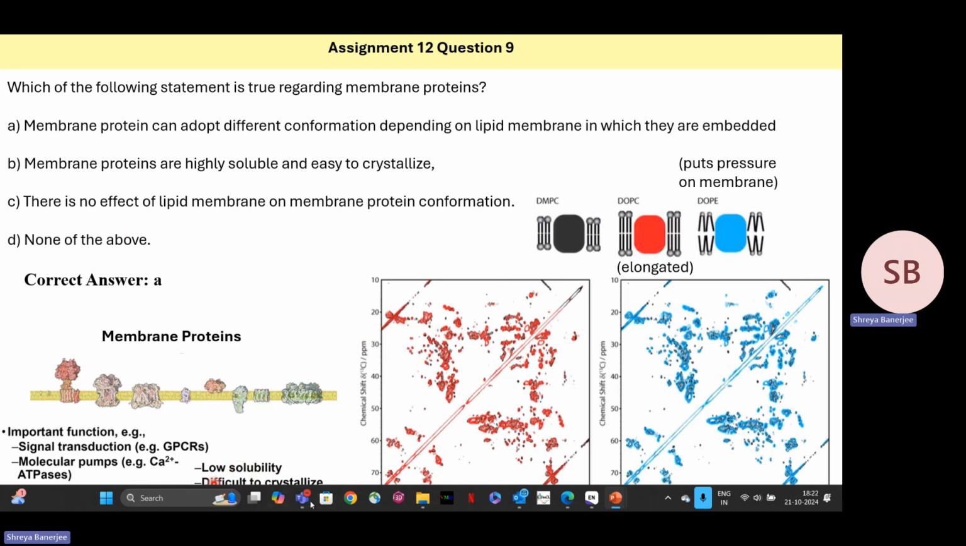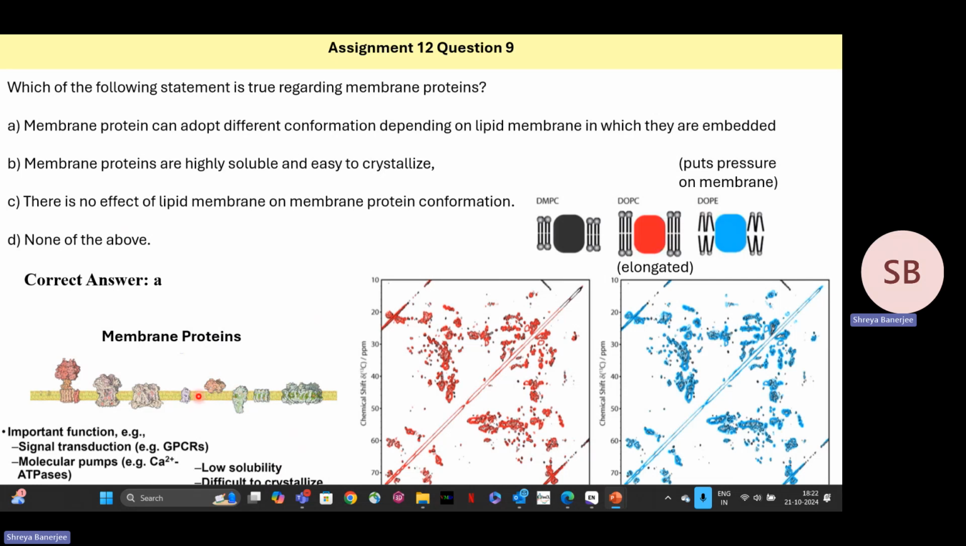And also they are very difficult to crystallize. So you cannot do X-ray crystallography also. So solid state NMR remains the only technique to study these membrane proteins. But one problem is that if we isolate the membrane protein outside the membrane, they will lose that structure. They will adopt some other structure. And that is not of any use because we want to study the structure in the native environment.